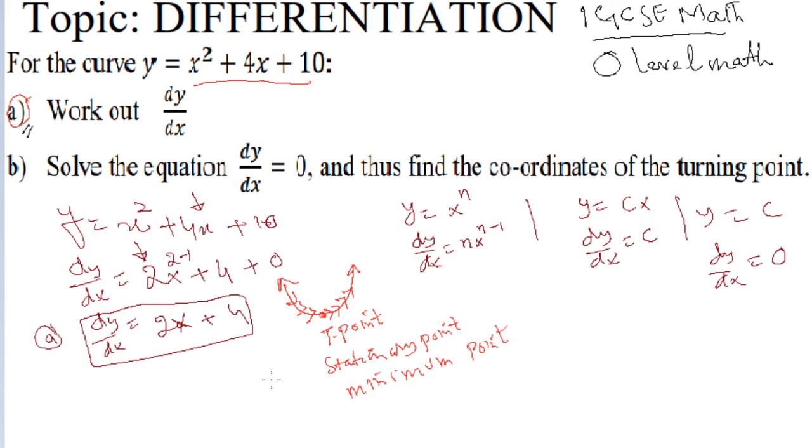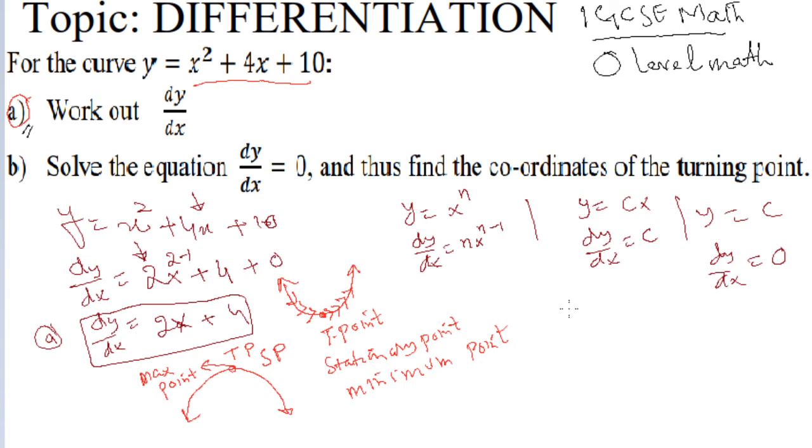Minimum point. Yes, if the situation is this one, if the parabola is opening down, then again that's the turning point, TP for turning point, and stationary point also, SP for stationary point. Also, this is called maximum point. Now, they say find turning points.